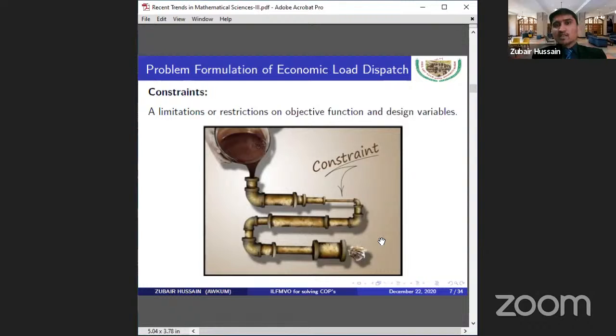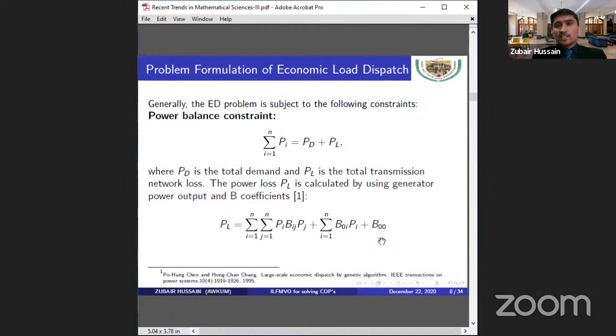Constraints. A limitation or a restriction on the objective function in design variables is called a constraint. For this problem, we have selected two constraints. Number one is the power balance constraint. The power balance constraint can be defined as: the total generation is equal to the sum of the power demand and power losses, where these power losses can be calculated by these equations. In this equation, these coefficients are taken from the literature.